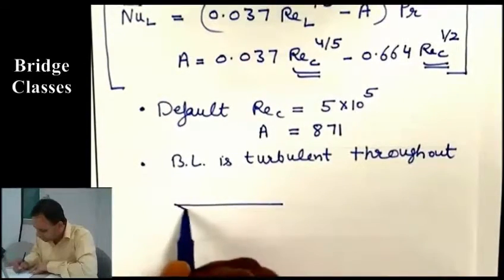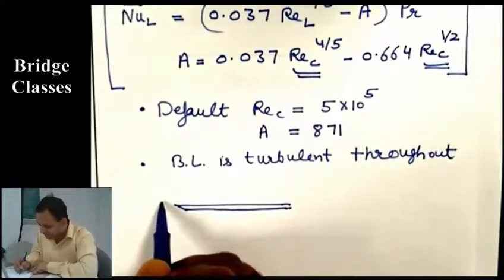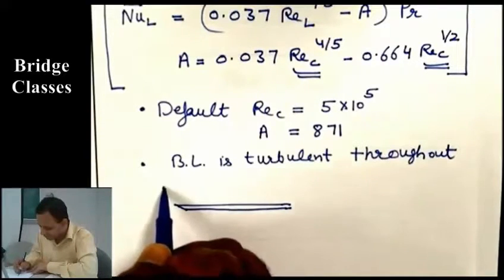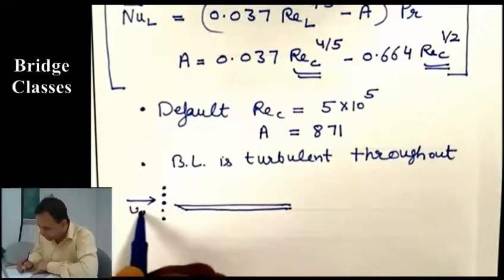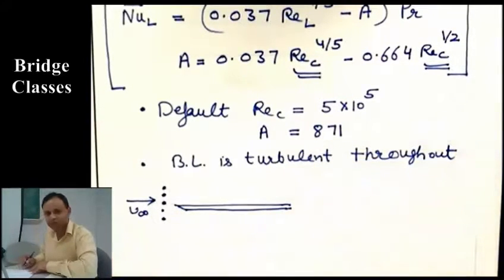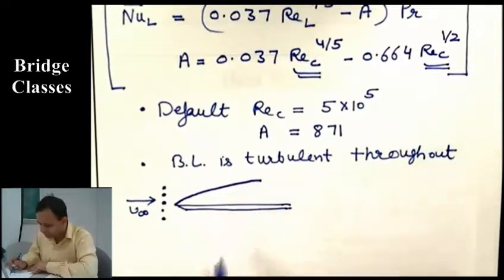So you have, say, flow over a flat plate. And let us say you have, say, some wires here. So when fluid flows over these wires, okay, these introduce turbulence, and it is possible that boundary layer is turbulent right from the beginning. Okay.